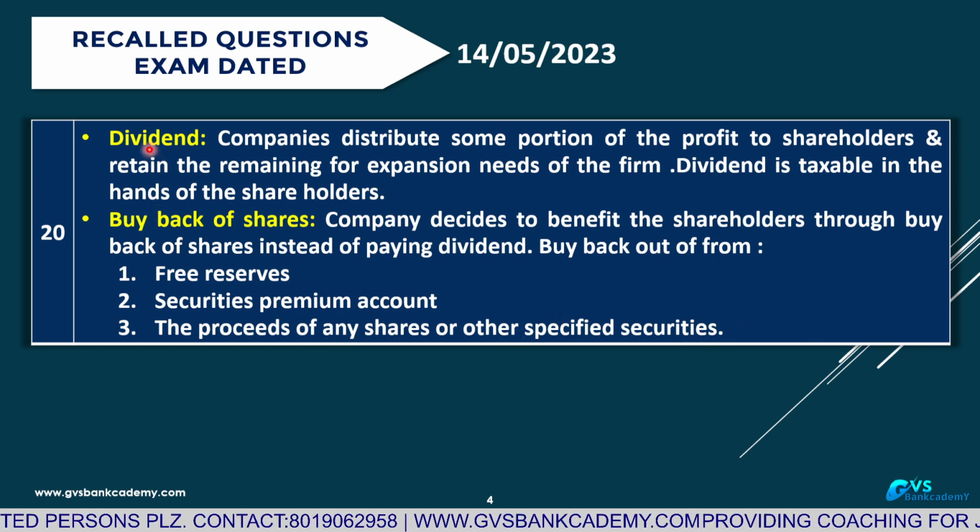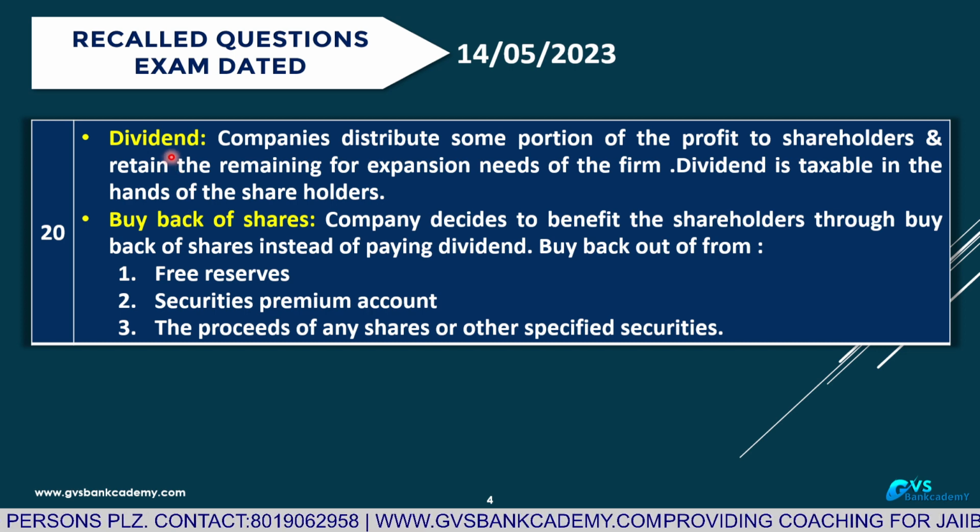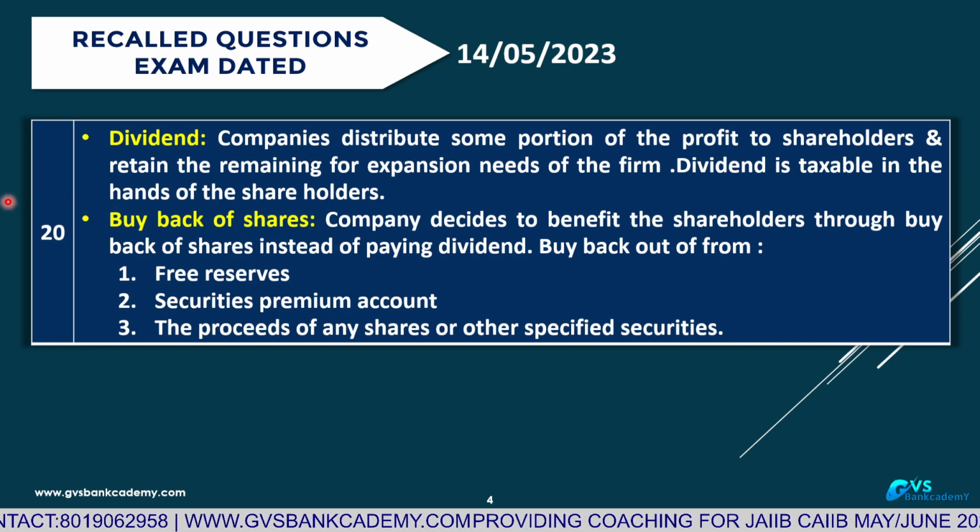So they are dividend and buyback of shares. A little bit of difference is there. Dividend is paid to the shareholders. Instead of paying dividend, some companies are doing buyback of the shares. This is about question number 20.